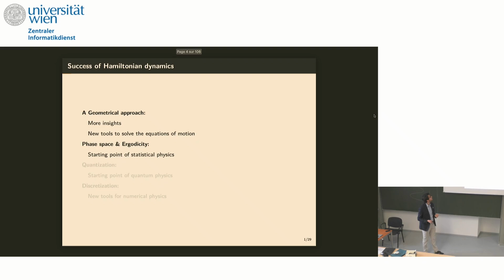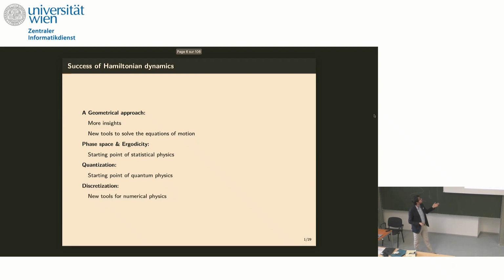But it's also important because it's a starting point for many things, in particular for statistical physics, where you will want to work in the phase space to be able to question things like ergodicity and then to do some statistical physics as we like to do in physics, but also for quantum physics, because it's from this Hamiltonian perspective that you want to do quantization to go into the quantum world.